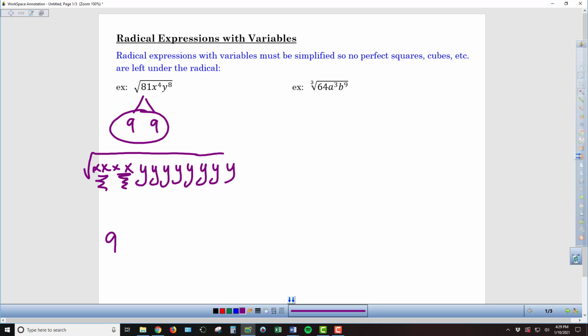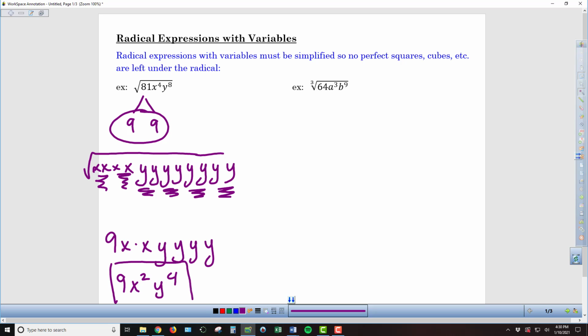So I'm going to have x times x on the outside, and then with the y's, here's a pair, another, another, and another, and so that means I'm going to have 4 y's that I'm going to be able to get on the outside. Now, of course, we have shortcuts for writing repetitive multiplication, so my final answer here is going to be 9 times x squared times y to the 4th power.